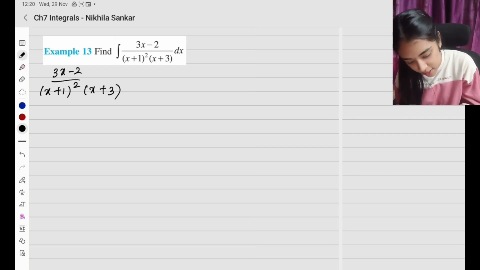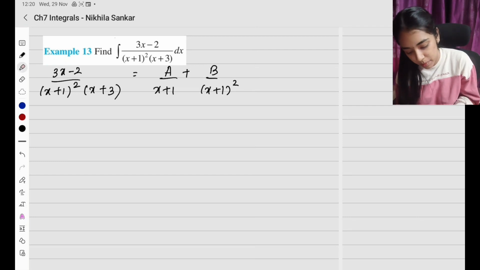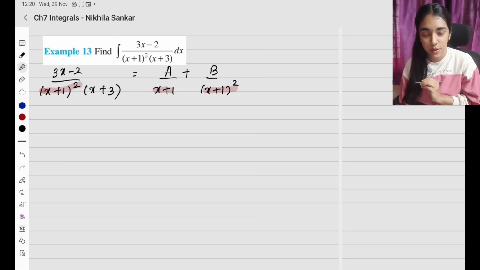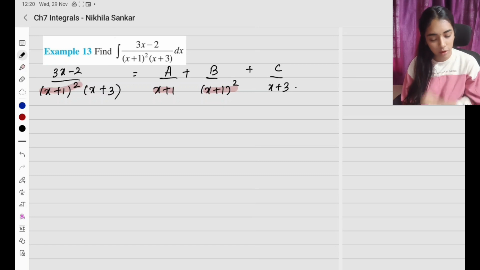So it satisfies. Power of x in the numerator is less than the power of x in the denominator. So this is going to be first a divided by x plus 1 plus b divided by x plus 1 the whole square. You remember, here we have x plus 1 whole square, so first x plus 1, then you write x plus 1 the whole square. Then the last term, c divided by x plus 3. Okay, so this is the form that you're going to write.